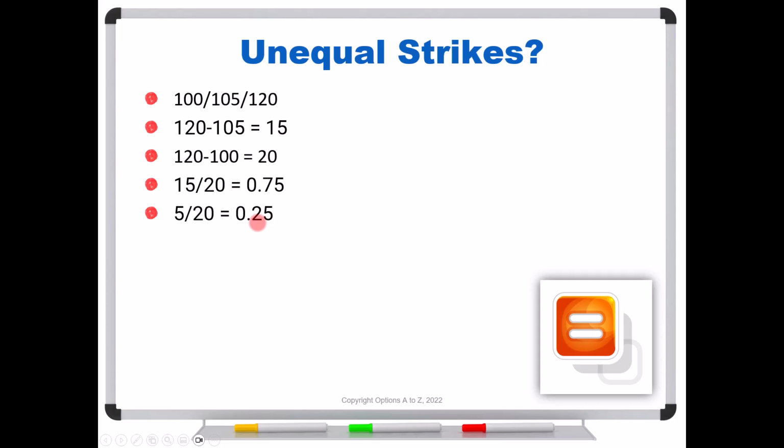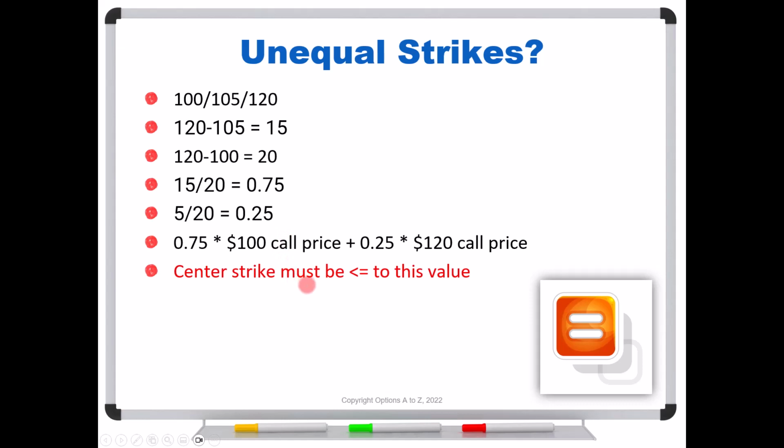So if you remember, the three-strike pricing rule said that if we take 75% of this call's price plus 25% of this call's price, whatever that market price might be, the center strike must be less than or equal to that value. All right, so you can go back and review that if you want, but that's an important calculation many times for doing broken wings. It's a little bit of pricing theory, and that's what we know, that that center strike could never exceed that value. We'll look at an Excel spreadsheet here that'll make it a little bit clearer in just a moment.